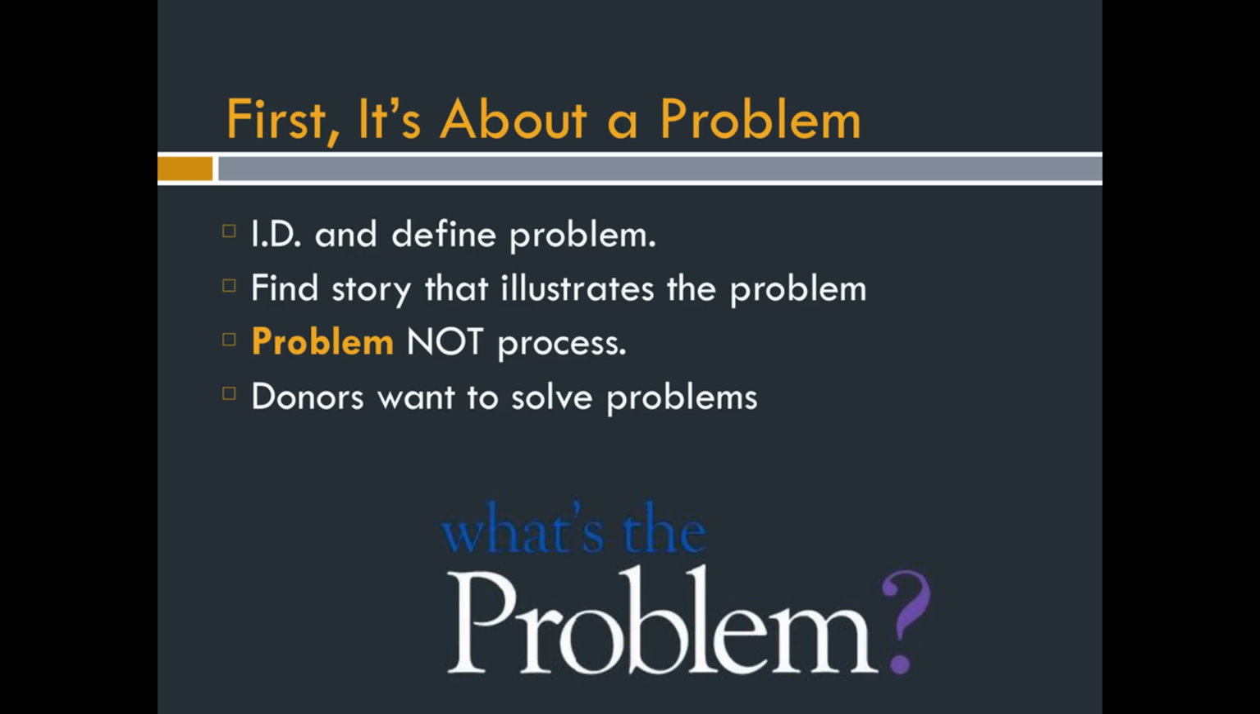All right. Let's first talk about developing this offer. First thing you have to realize is that you're trying to address a problem, some problem that you want the donor to solve. So you want to identify and define what that problem is, and then find a story that illustrates the problem and focus on the problem, not the process to alleviate it. A lot of times we see nonprofits skirting over the problem or the need because it's uncomfortable. They don't want to talk about it. And so they talk about process and how they're going to solve it. And that's not necessarily how you need to go about it. Donors want to solve the problem.